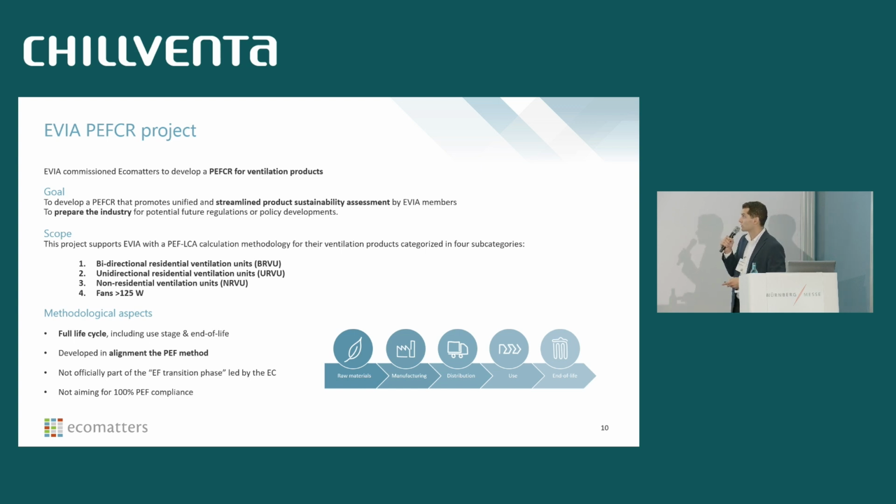As Alexander also touched upon, within the scope of this project, we're looking at 4 different subgroups. So the bidirectional residential ventilation units, the unidirectional residential ventilation units, the non-residential, and then the fans over 125 watts.